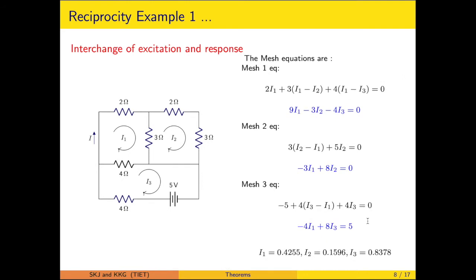Now we have exchanged the excitation and response positions. Here the current was directed from right to left. So the battery position is marked likewise. Previously the battery was injecting the source, so the current in this interchange is marked like this.